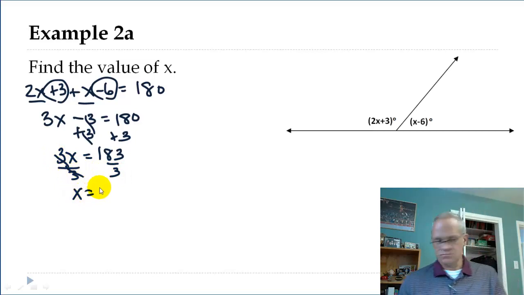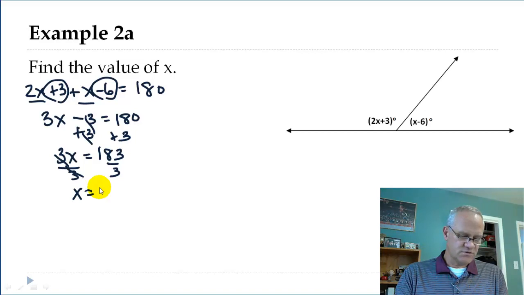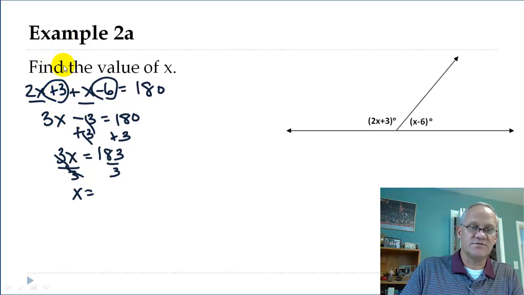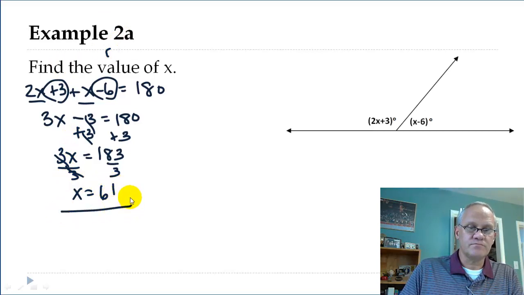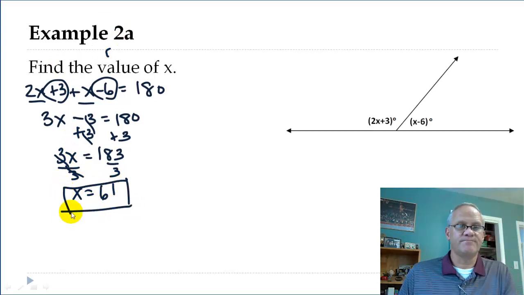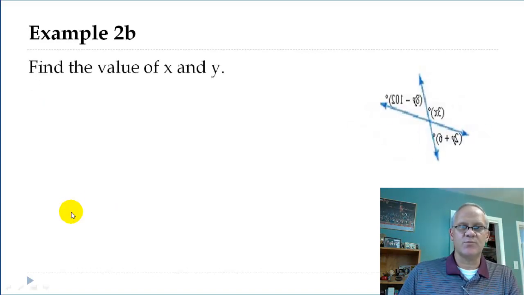And so, I didn't get out my calculator. I have it available. And so 183 divided by 3 is 61. Okay, so I got 61 there for an answer. Okay, see how that goes? All right, let's take a look at the next example.